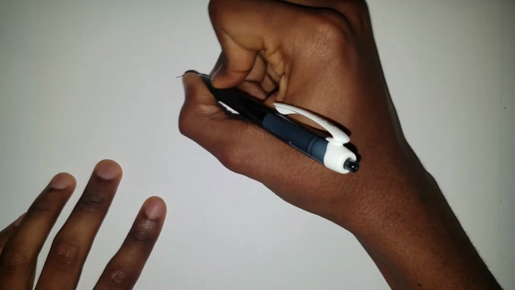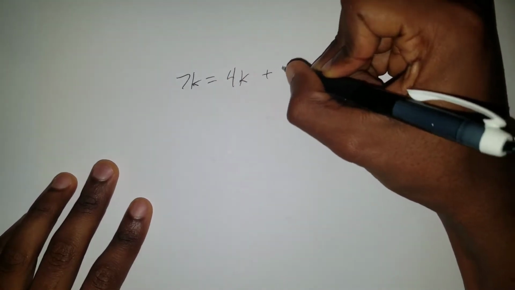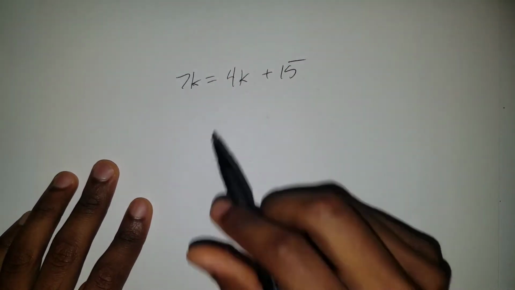Today we're going to talk about solving equations with variables on both sides of the equation. As we've talked about, an equation is simply an equality with two expressions on either side. So, say we have 7k equals 4k plus 15, and we want to solve for k.